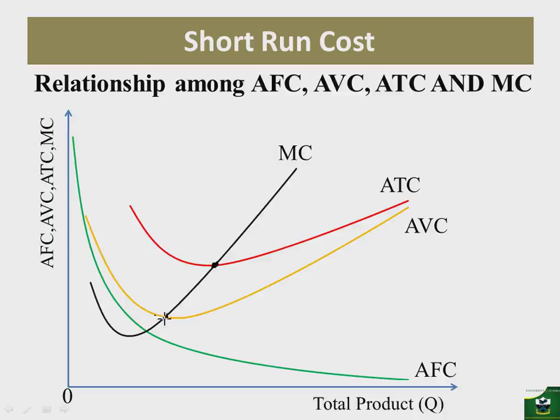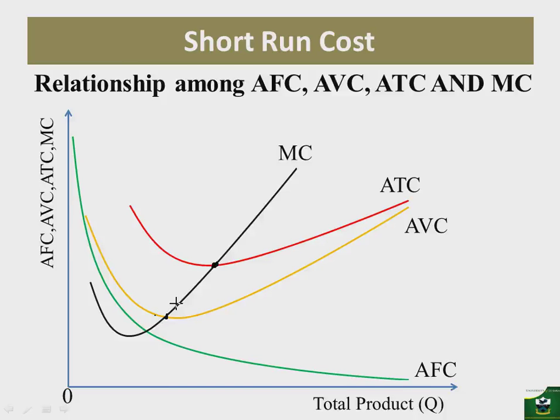The time the marginal cost curve goes above the average variable cost curve, the average variable cost curve will be rising. Simply put, when the marginal cost curve is below the average variable cost, the average variable cost will be dropping. When the marginal cost curve is above the average variable cost curve, the average variable cost will be rising.